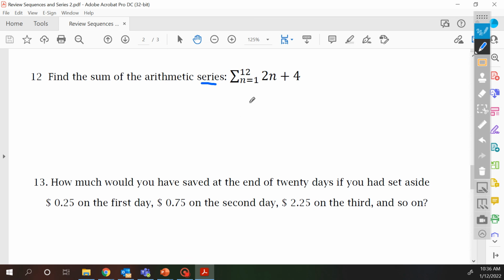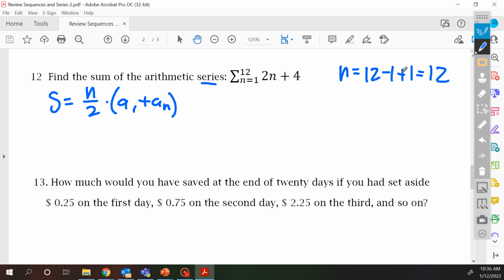Number 12, this is an arithmetic series. So we're adding all the terms together. To do the arithmetic one, the sum of an arithmetic series is n over 2 times the first term plus the last term. So first we need the number of terms, which is pretty straightforward. It's going from term 1 to term 12, but you can just subtract them and add 1, so it's 12.